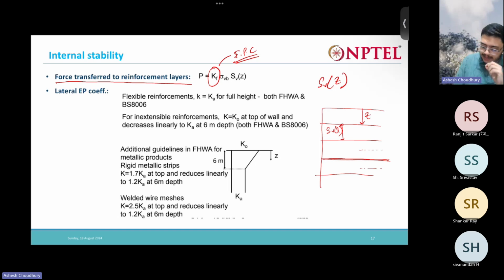this pressure is acting like this, Sv by 2 up, Sv by 2 down. This is the reinforcement, and this pressure is getting distributed in this region, Sv by 2 above the reinforcement, Sv by 2 below the reinforcement. That's why you are multiplying by Sv. So this will give the load transfer to each reinforcement. So the vertical load, earth pressure times earth pressure coefficient times Sv.